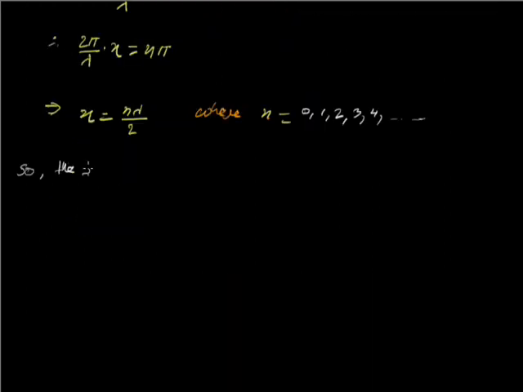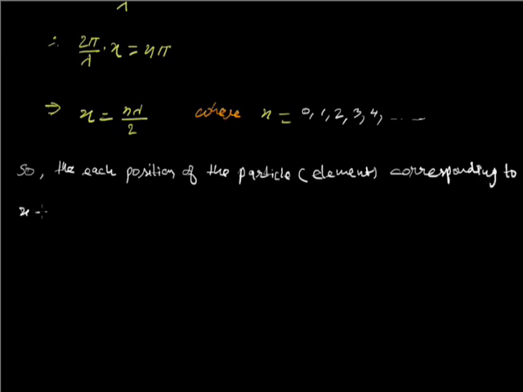So each position of the particle, or you can say the element, corresponding to x equals n lambda upon 2 is called a node, and at each node the maximum displacement of the element will be 0, or you can say the amplitude of the element will be 0.